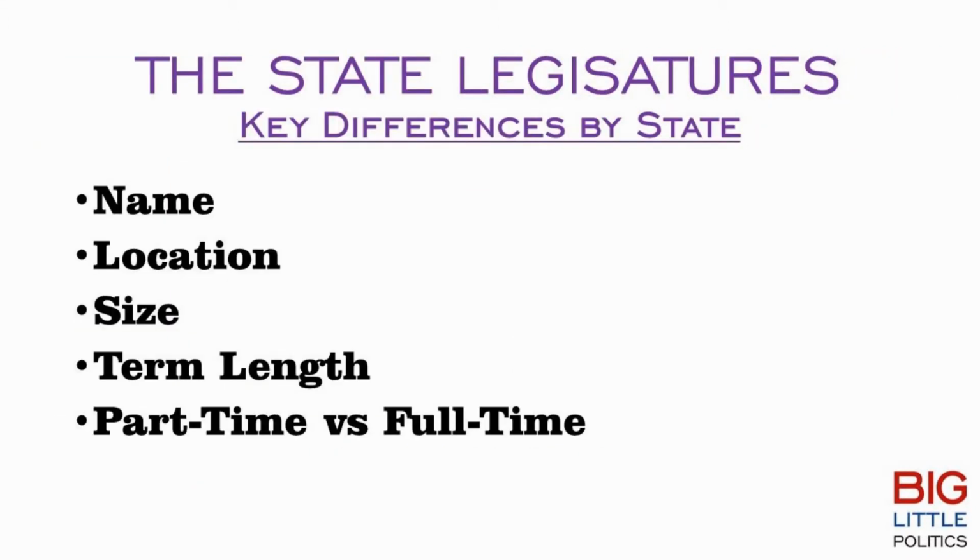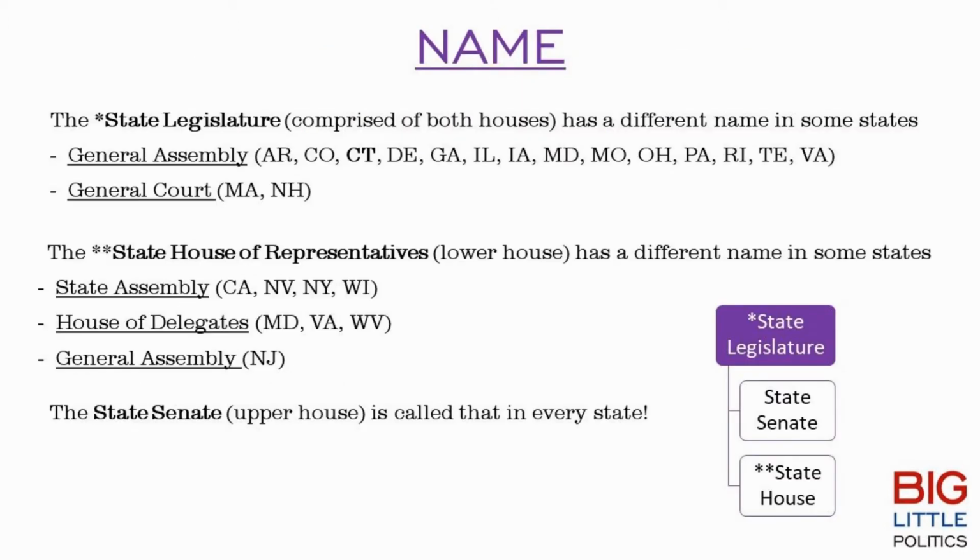State legislatures don't look identical across states. There are a few key differences between them that we're going to cover, but as I mentioned earlier, every state is going to have a state legislature, and that state legislature is going to be the uniquely responsible body that is concerned with making state laws. So even the name will differ depending on what state you're in.